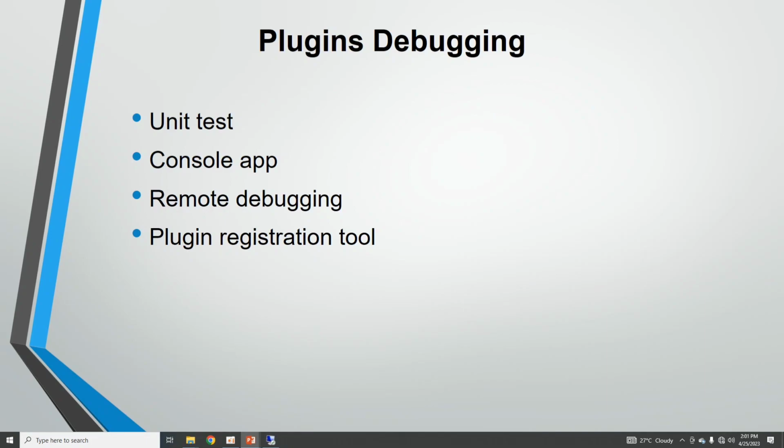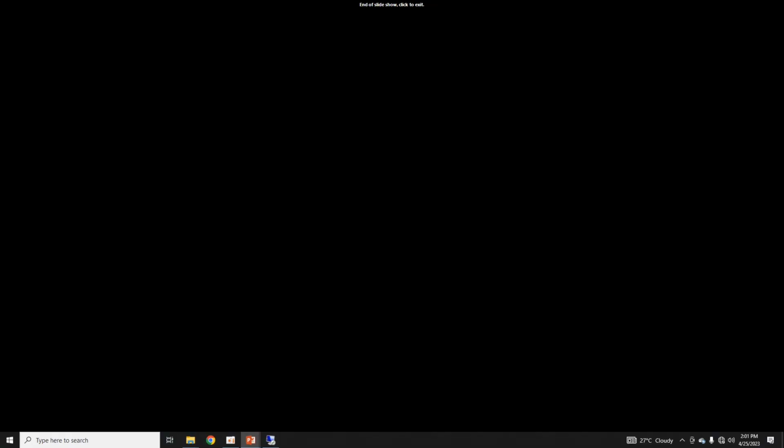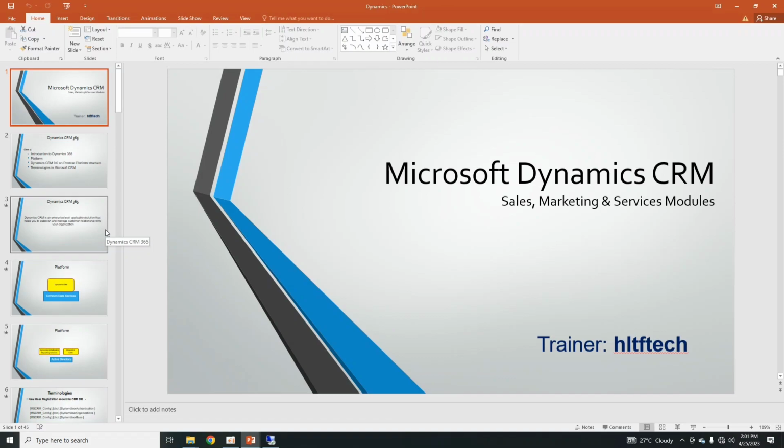Plugin debugging can be done with a unit test, console app, or remote debugging, and the plugin registration tool can be used for this purpose. So this was all about the important points of Dynamics CRM. We have talked about workflows and plugins, and web resources are missing, but you must know that web resources are used for scripting or customizing fields in a form.